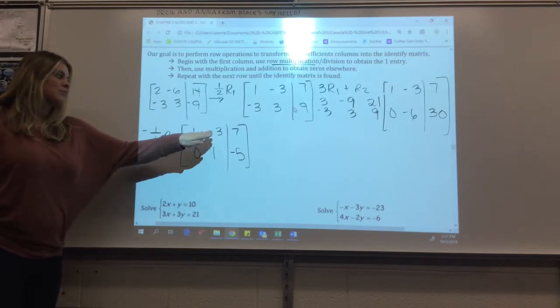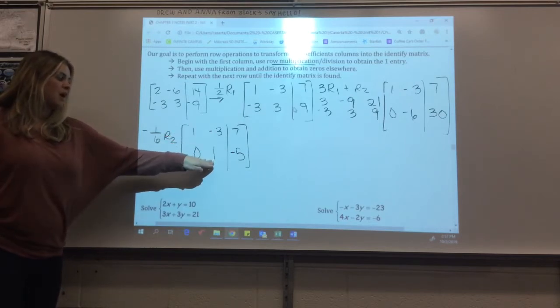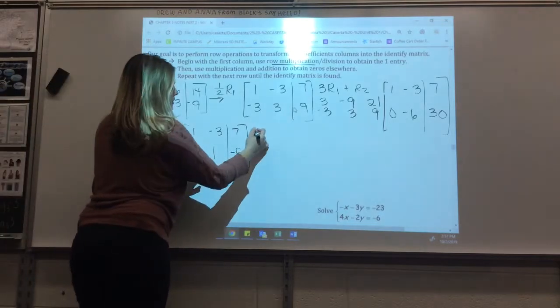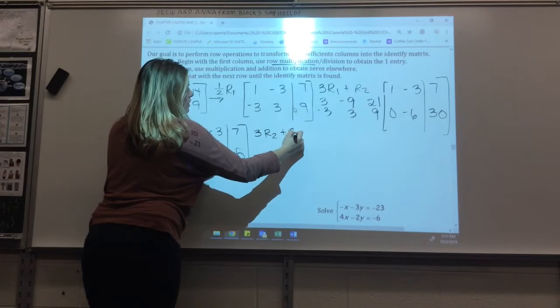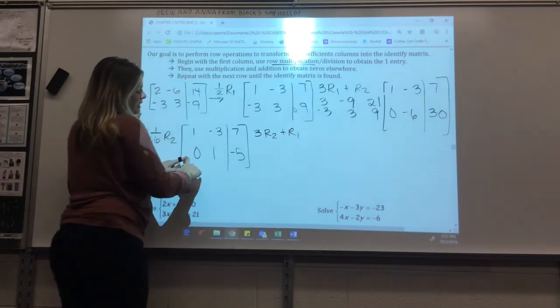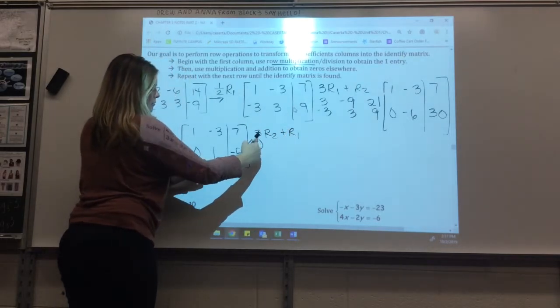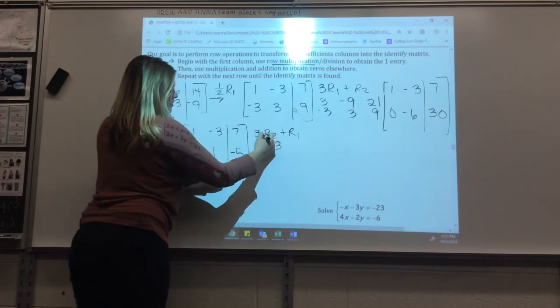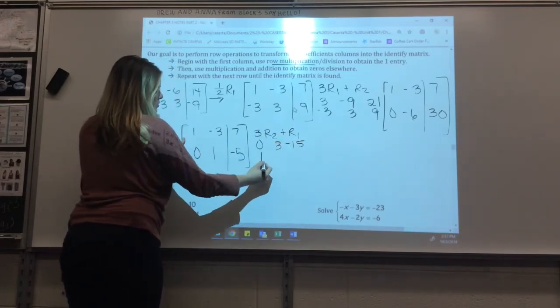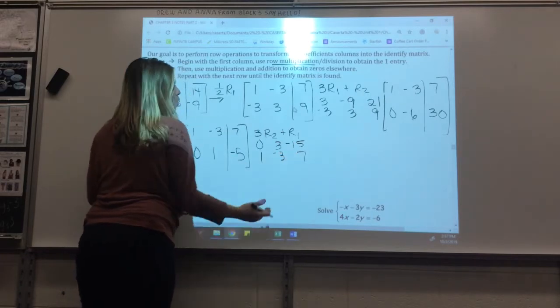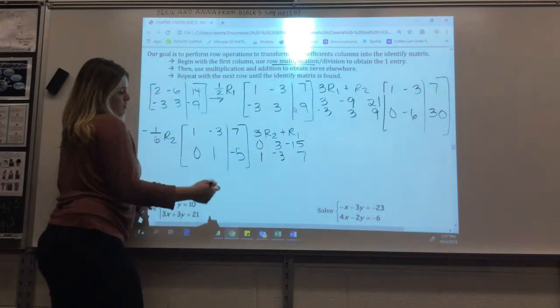So we're going to do the same thing again. Whatever this is, we're going to multiply this to be the opposite. So we're going to take 3 and multiply it to row 2, but then we're going to apply it to row 1. So 3 times 0 is 0. 3 times 1 is 3. 3 times -5 is -15. When I apply it to row 1, it's 1, -3, and 7. We should get 0, our goal.